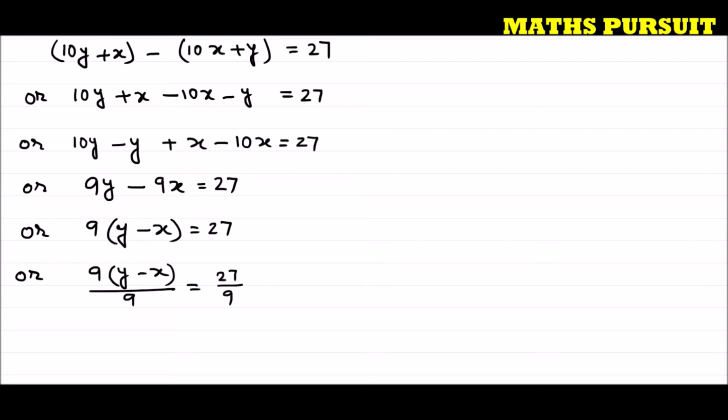What I am doing here? Dividing both sides by 9. Why am I dividing both sides by 9? I want to eliminate this 9. In order to eliminate this 9, I need to divide this 9 by 9.